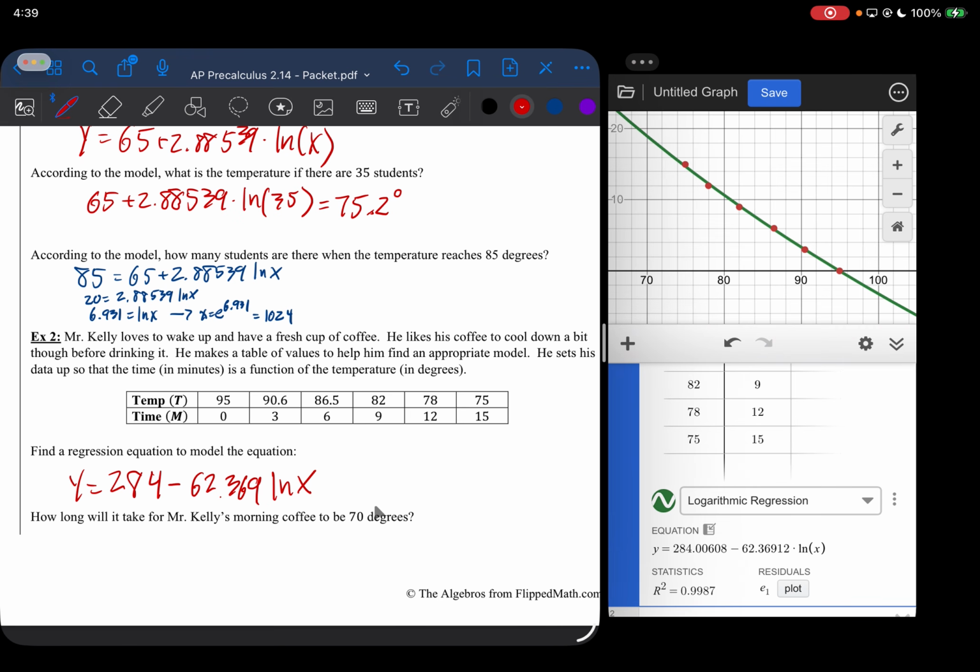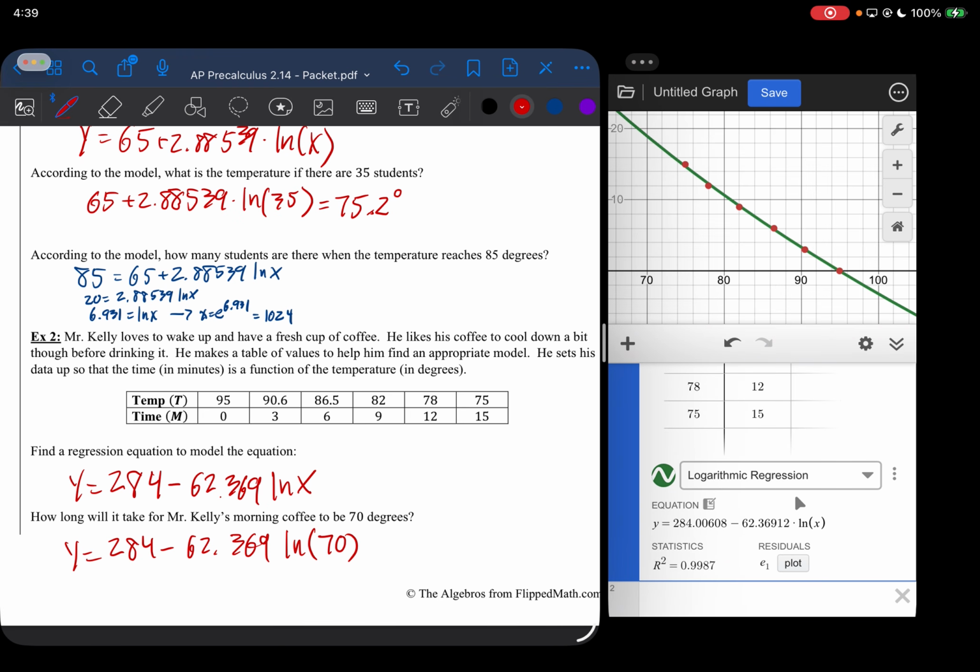So this question asks, how long will it take for his morning coffee to be 70 degrees? Notice that the x value is the temperature, and the y value is going to give us the time. So y equals 284 minus 62.369 times ln of 70. If I look at my graph, I see that at about 70, it's 19.03 minutes. So that's about 19 minutes.